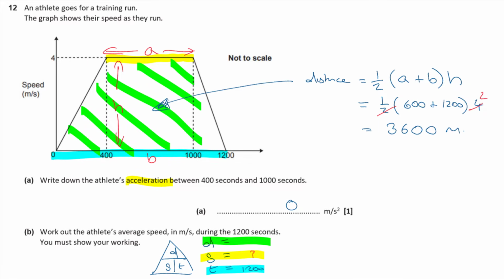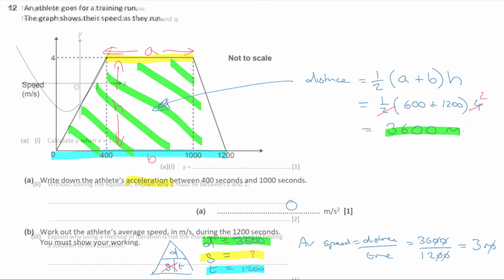So then that's my distance that I can include down here in this calculation. So that's 3,600 then. Using the DSD triangle, covering up the thing I want to find, that tells me that average speed is going to be distance over time, which in this case is 3,600 divided by 1,200. Cancel, cancel, cancel, cancel. 36 divided by 12. That is 3 somethings. 3 what? Meters per second? 3 meters per second.